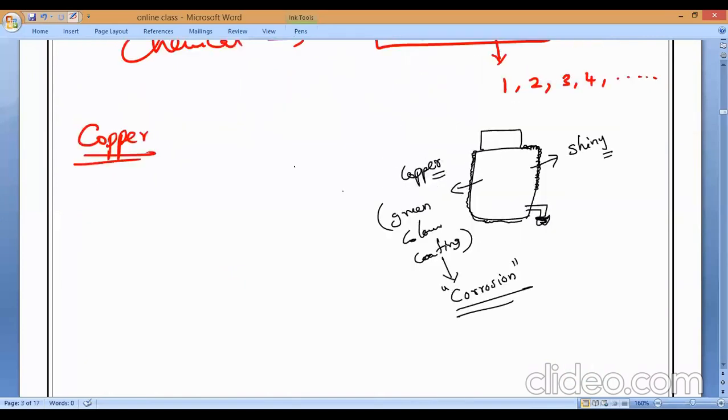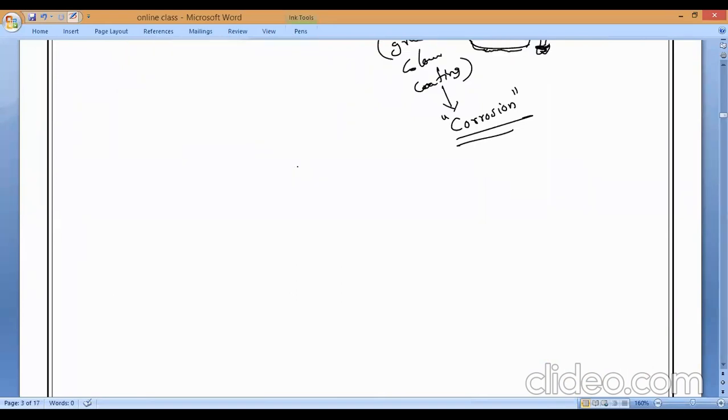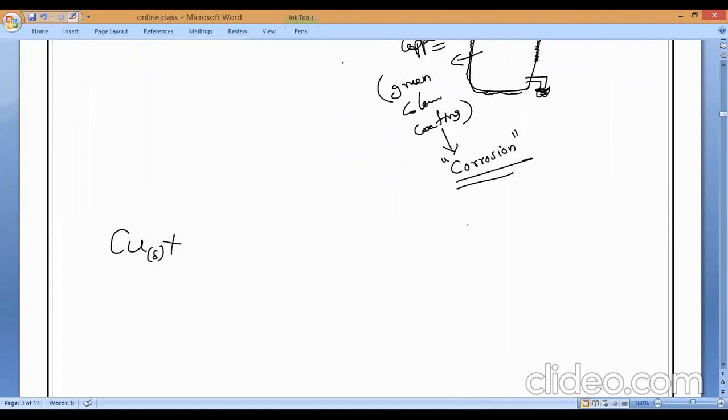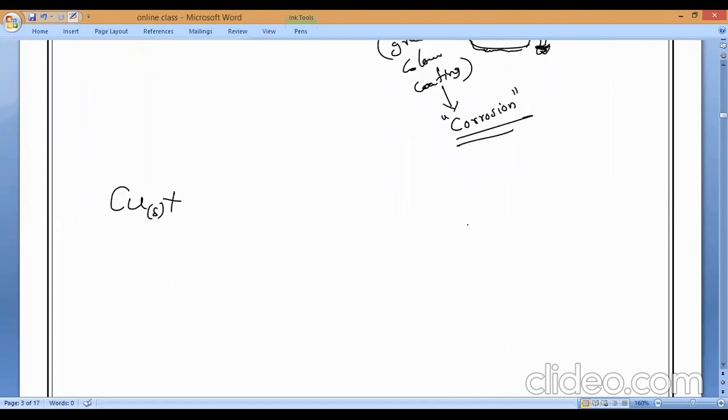Now coming to the second corrosion reaction, as I told you, copper metal. What is the second metal, guys? Copper. If you expose copper to the atmosphere, as in tea shops, after a long period of time a green color coating can be observed on the surface of the copper vessels. As time goes on, the copper reacts with the atmospheric gases like carbon dioxide, water, and oxygen.